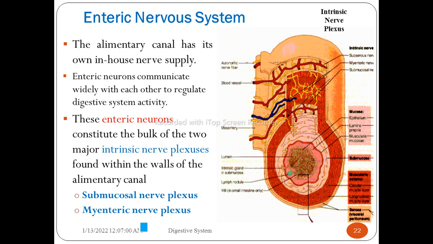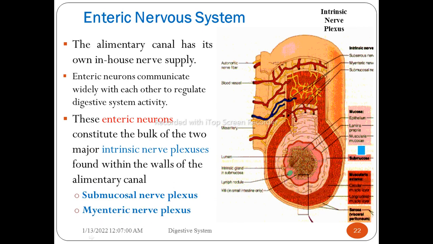Enteric nervous system. The alimentary canal has its own in-house nerve supply, known as the enteric nervous system. Enteric neurons communicate widely with each other to regulate digestive system activity. These intrinsic neurons constitute the bulk of the two major intrinsic nerve plexuses found within the walls of the alimentary canal, known as the submucosal nerve plexus and the mesenteric nerve plexus.